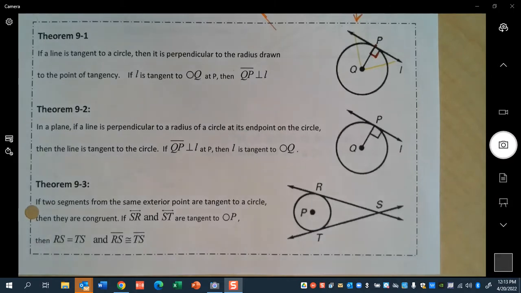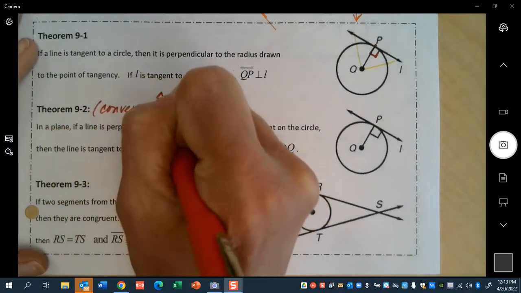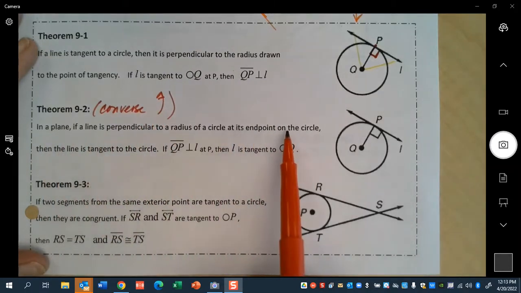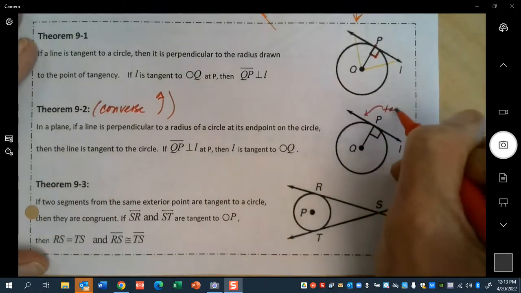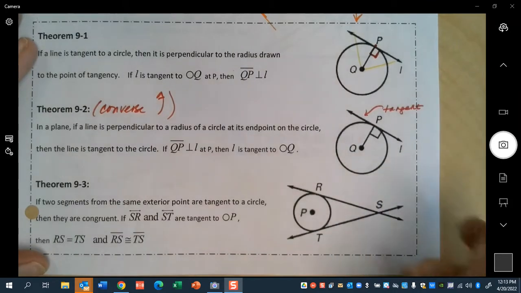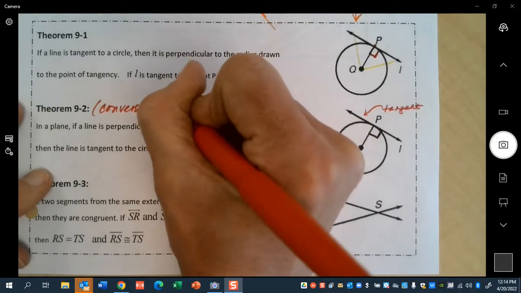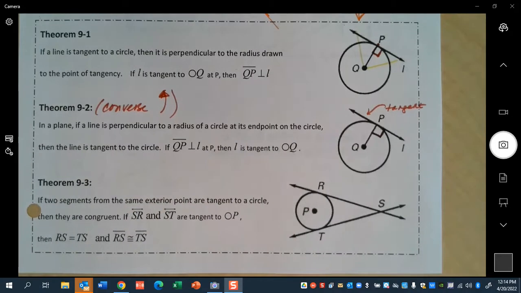Now 9-2 is the converse of this guy. So if a line is perpendicular to the radius, then it's tangent. So I get a tangent line if I have a right angle. And I don't know why sometimes we separate our converses versus calling them the converse versus not. I just deliver them as I see them. Sometimes they stand alone.